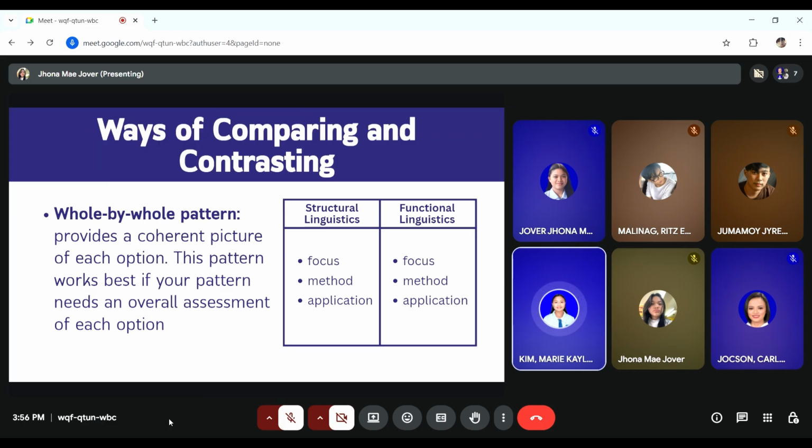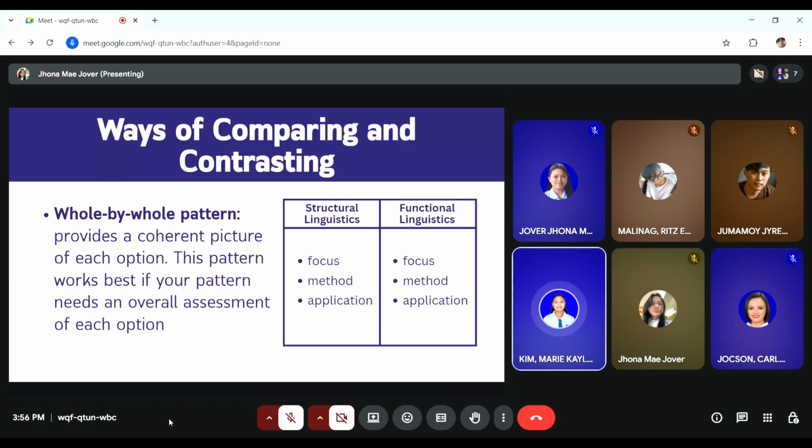After the explanation of structural linguistics, we then move on to functional linguistics. Again, we discuss its focus, method, and application in a complete way. This pattern provides a coherent and organized picture of each subject. It allows the audience to fully understand one concept before introducing another.